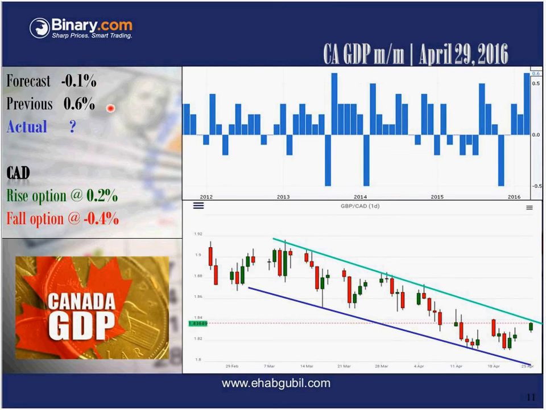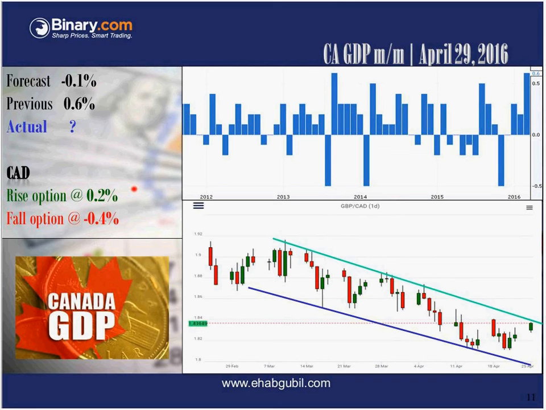How to trade this news? Let's look to make a fall option if we get minus 0.4% or worse release, or we will make a rise option on the Canadian dollar if we get 0.2% or better release. With the recent weakness seen in the Canadian dollar, a strong fundamental such as the Canadian GDP figure may be the catalyst. We need to see more volatility in the Canadian dollar in both directions.